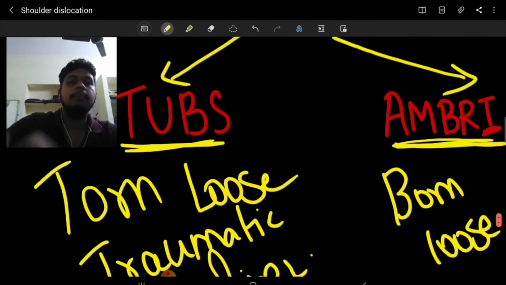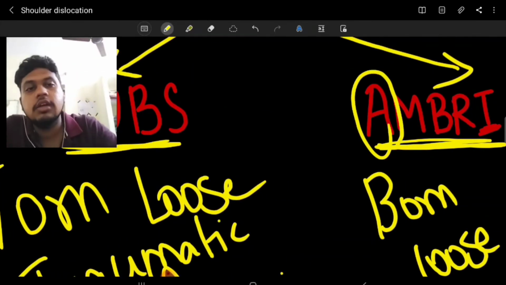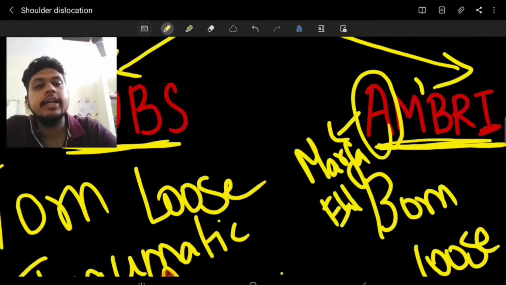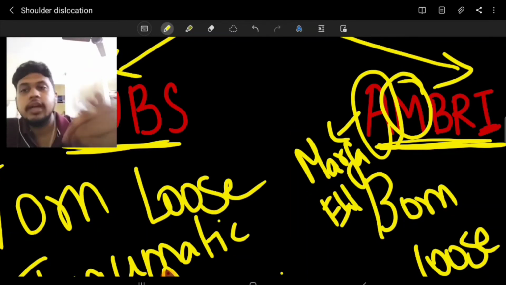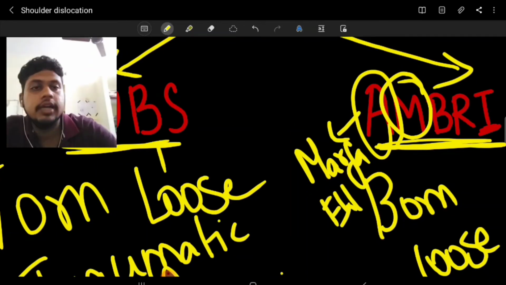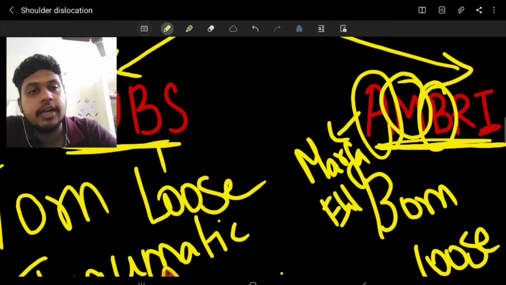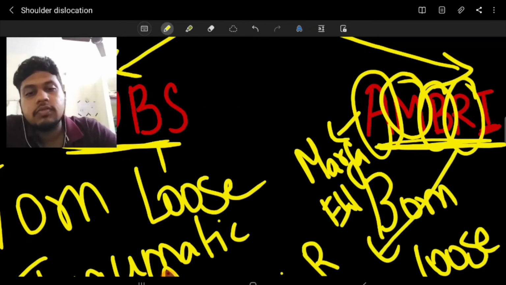Now let's come to AMBRI. In case of AMBRI, it is atraumatic. It is not due to trauma. It is mostly due to connective tissue disorders such as Marfan's and Ehlers-Danlos. And it is multidirectional. So it is not limited, not unidirectional as in the case of TUPS. It can occur in any direction. It is bilateral, whereas TUPS is unilateral. And R, it needs rehabilitation.